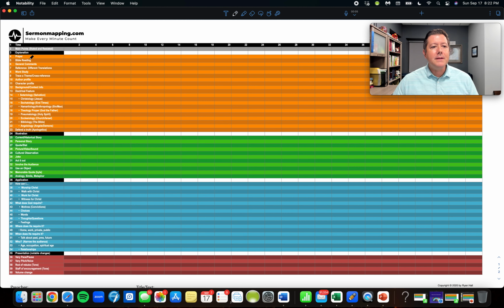Now, a sermon map is laid out from left to right, flowing through time. So there's timestamps up here, 2, 4, 6, 8, 10. If you're listening to a sermon, the way that a sermon map would flow is, let's say the preacher starts with prayer, which is line 4, you would just put a dot next to prayer.